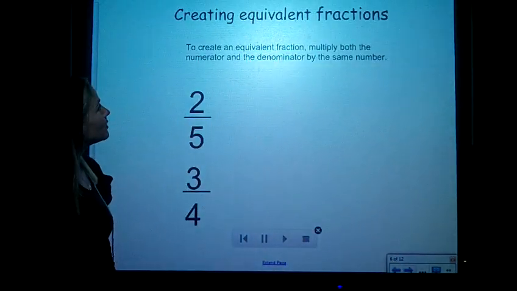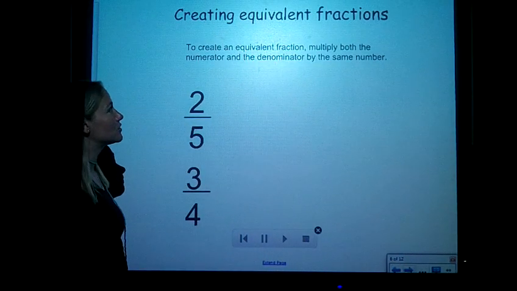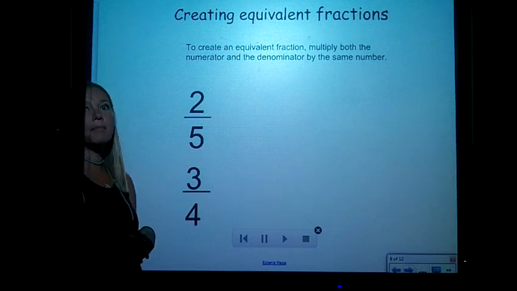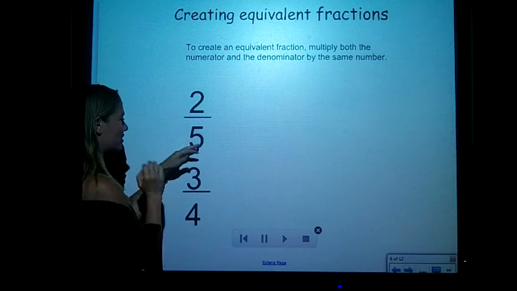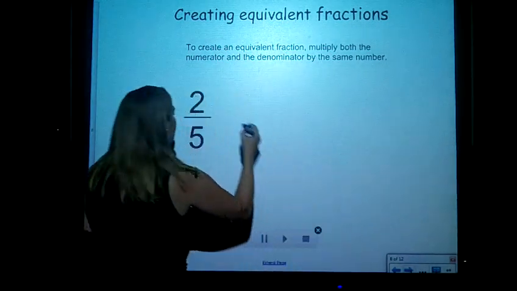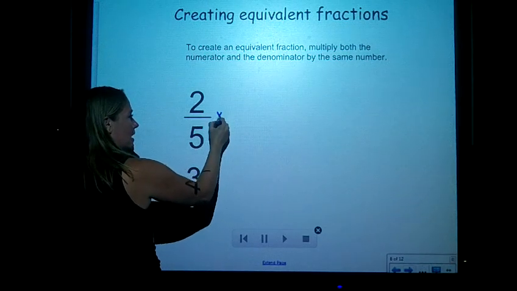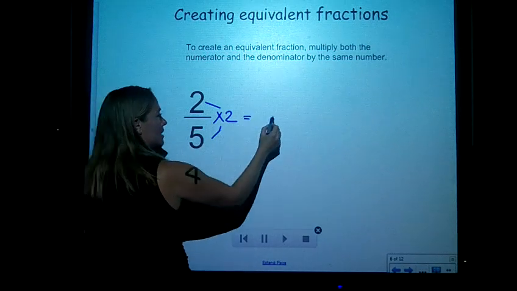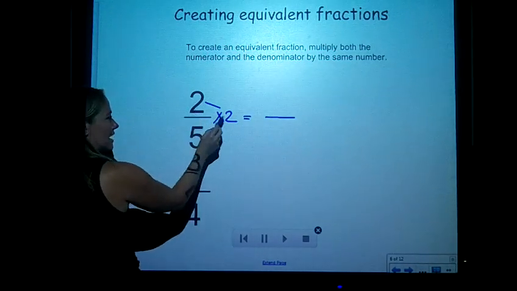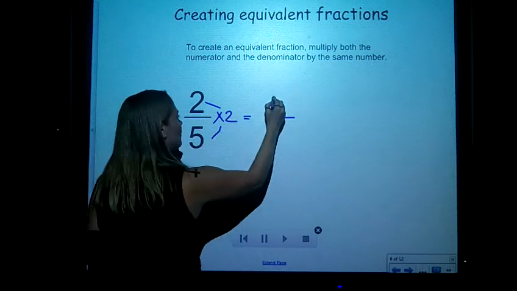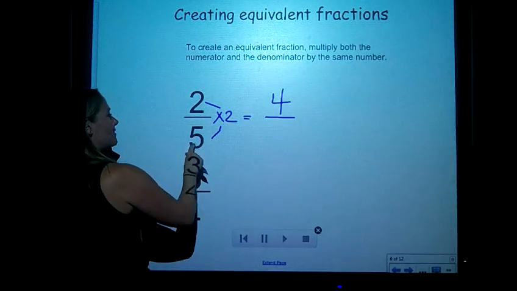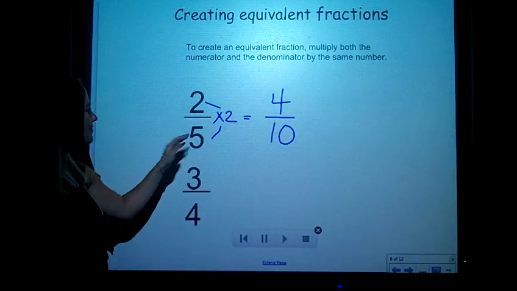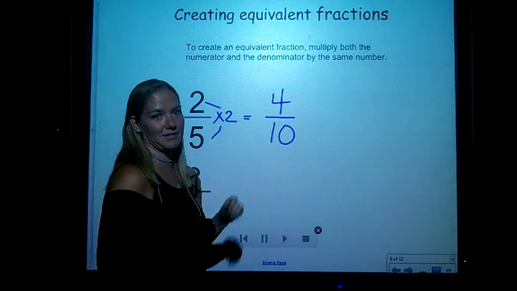Alrighty, as we continue on, we're looking at creating an equivalent fraction. To create an equivalent fraction, we have to multiply both the numerator and the denominator by the same number. So, if we take 2/5, and let's keep it simple, we're going to just multiply by 2. And when we multiply by 2, we have to do the numerator and we have to do the denominator to get our equivalent fraction. So 2 times 2 is 4. Way to use your math skills. And 5 times 2 is 10. We now know that 2/5 is equal to 4/10.